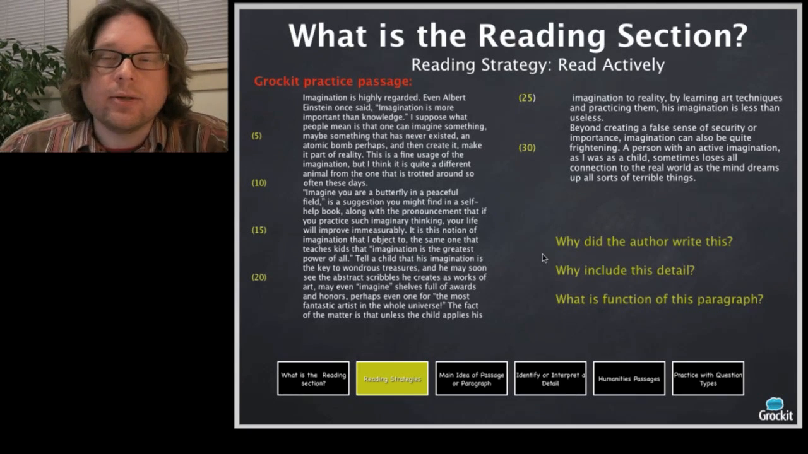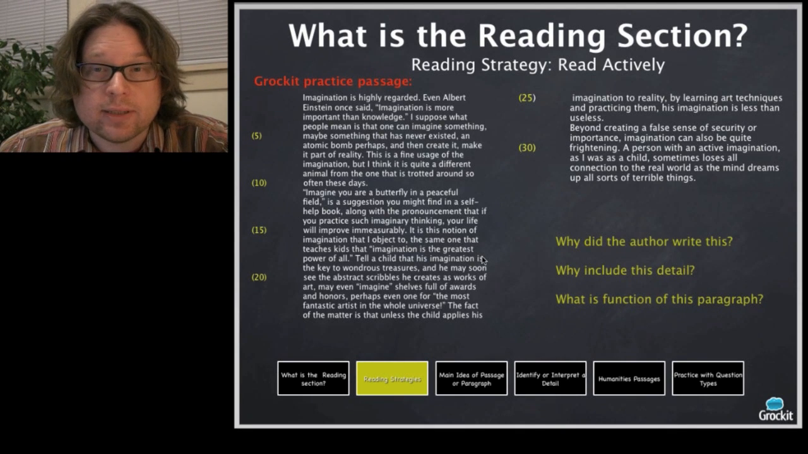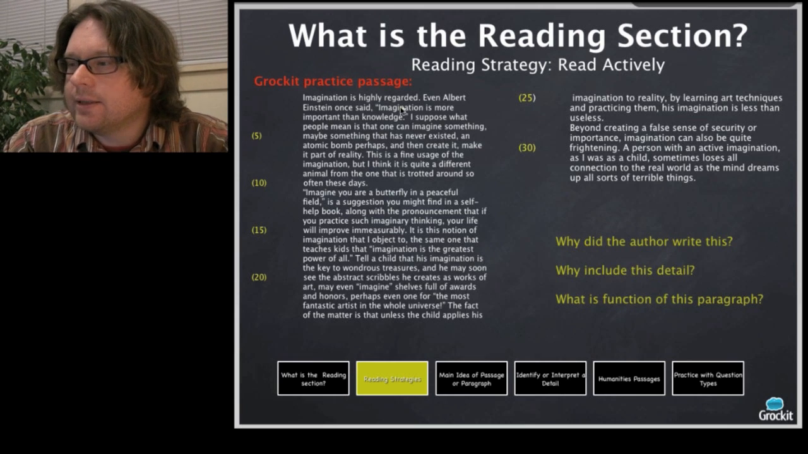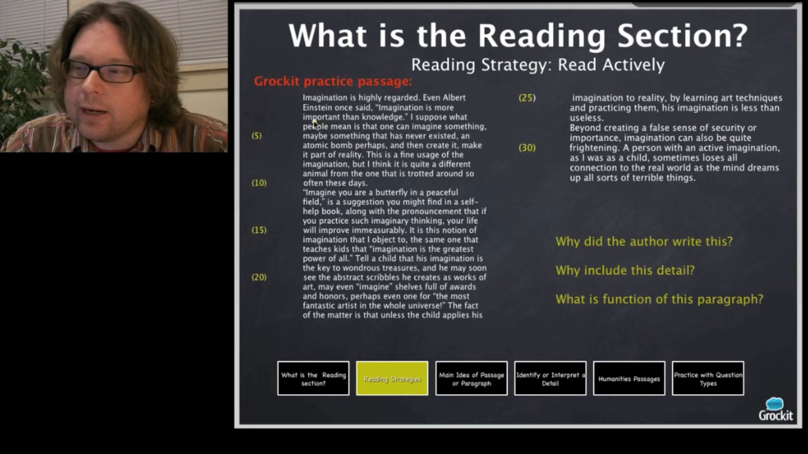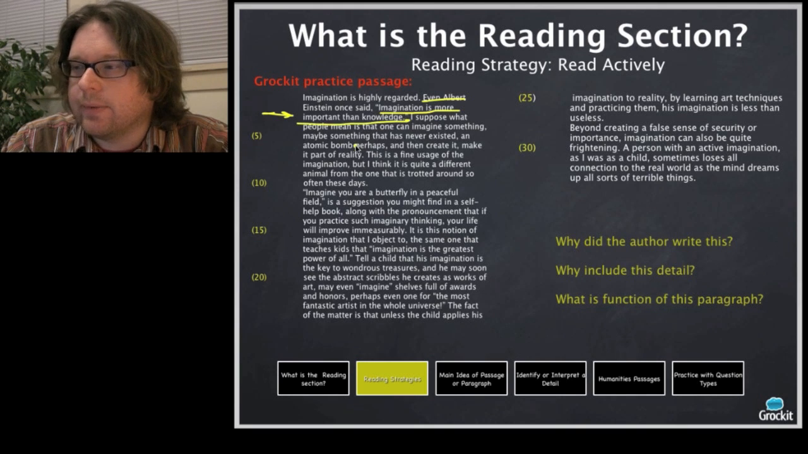All right, so let's do some reading actively with this passage. I'll make some notes and doodles and give you a sense of how much you can be doing during one of these passages. So, imagination is highly regarded. Even Albert Einstein once said, imagination is more important than knowledge. So we have this quote here, imagination is more important than knowledge. That may come up later.